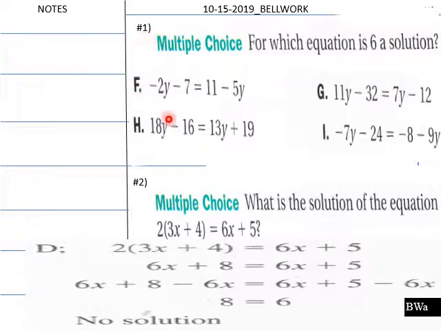And then number 1, for which is 6 a solution. Let's see. Negative 12 minus 7 would be negative 19. Negative 30, this would be it here, F. It'd be a solution here. See here, 66, that'd be positive 28. 40, no, that wouldn't be it. So it's F for number 1.